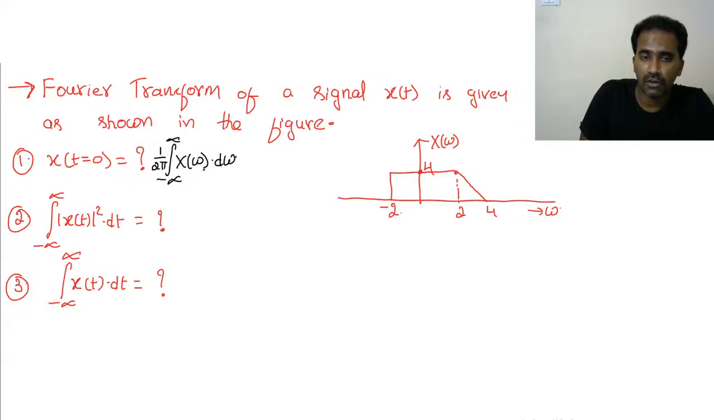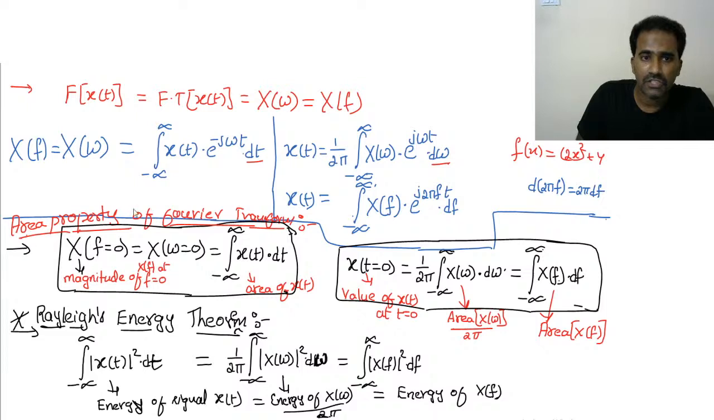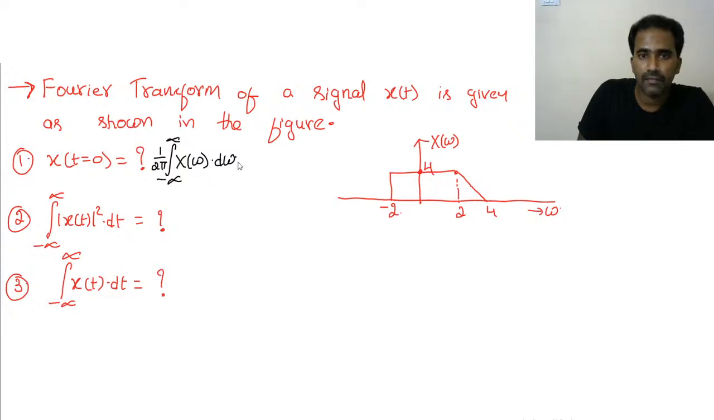If at all you forgot this, no problem. First recollect the Fourier transform formula and the inverse Fourier transform formula. In the inverse Fourier transform formula, you want x of t at t equal to 0, right? So put t equal to 0 on the other side also. You'll get the required thing. Okay, simple stuff. Just have the confidence and do it.